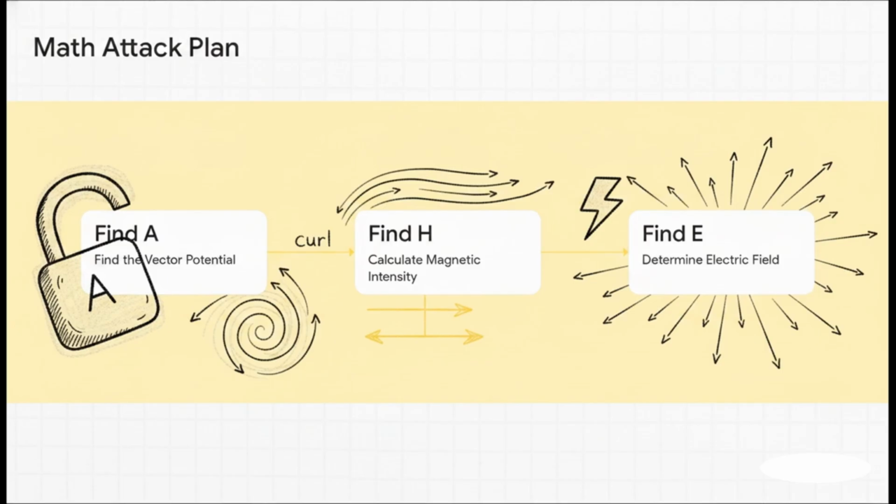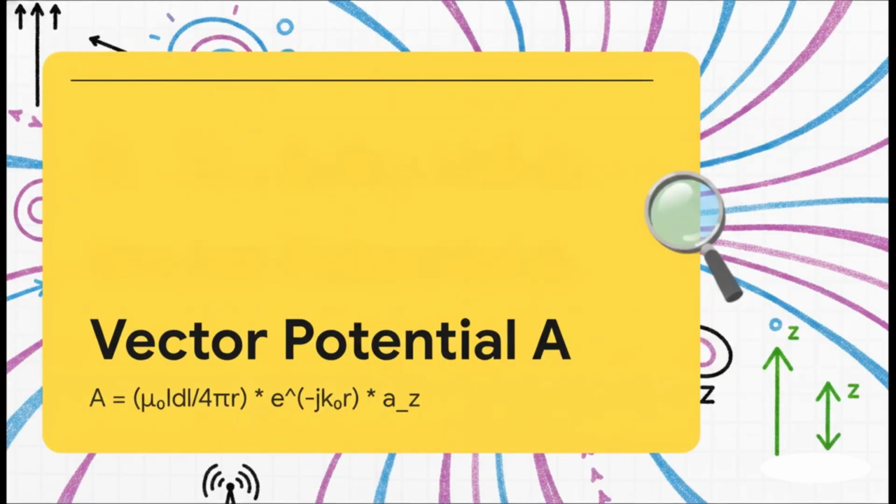We don't just jump straight to the electric and magnetic fields. First, we solve for an intermediate mathematical construct called the vector potential, which we denote as A. Once we have A, it acts like a master key. We take the curl of A to unlock the magnetic intensity, H, and from H, we can easily determine the electric field, E.